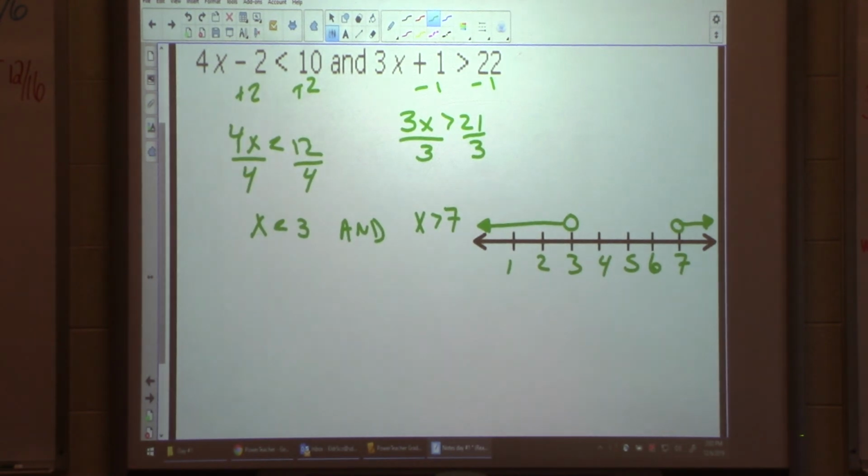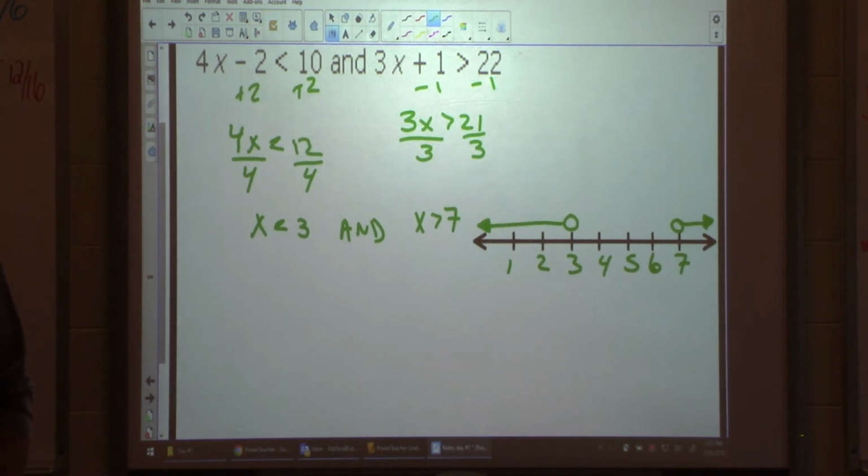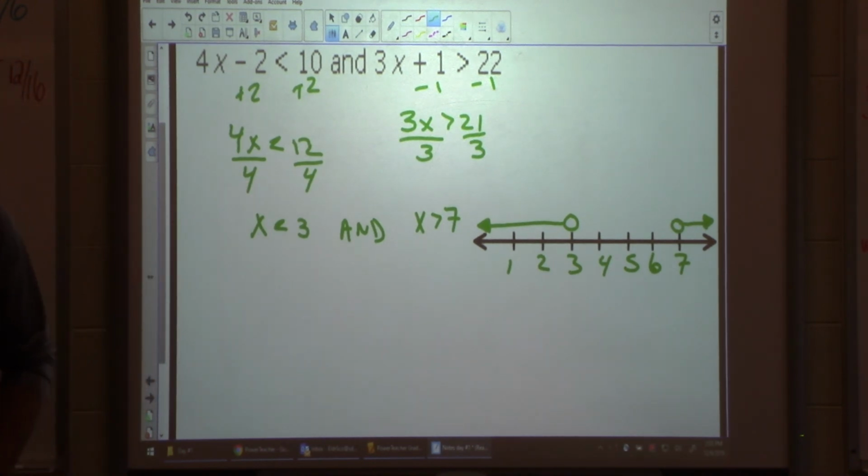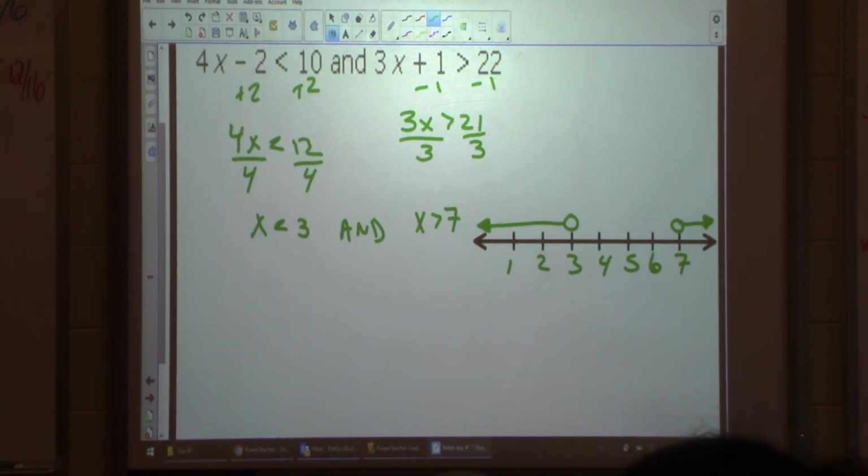Hey, Haley, can you pick a number that works for those inequalities? 300. Or 0. Wrong. None. Marissa, can you pick a number that works for those inequalities? 5. Mm-mm. None work. None, right?